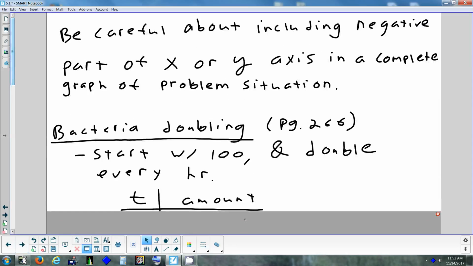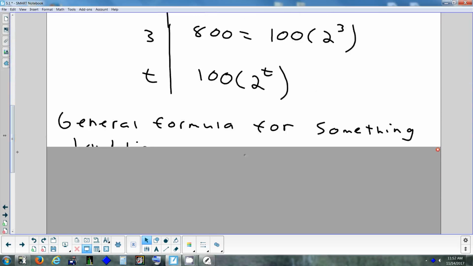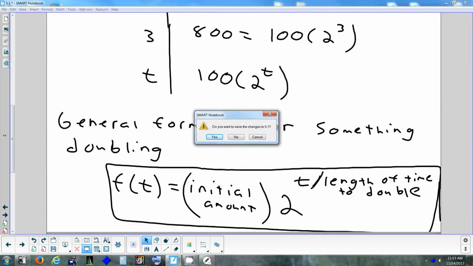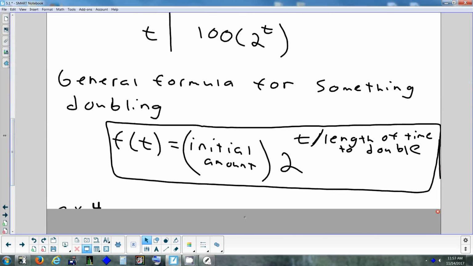All right, I'm going to show you the formula specifically for something doubling. Okay, doubling is a special kind of exponential growth. And I'm just going to show you the formula. So that's the formula for something doubling. Kind of starts off the same, initial amount, whatever that is. But if you're going to be doubling, your base is always a 2. It's not 1 plus r. You always put in a 2 for doubling. And then the exponent is t divided by the length of time to double.